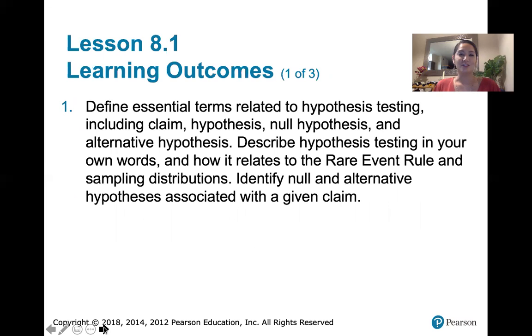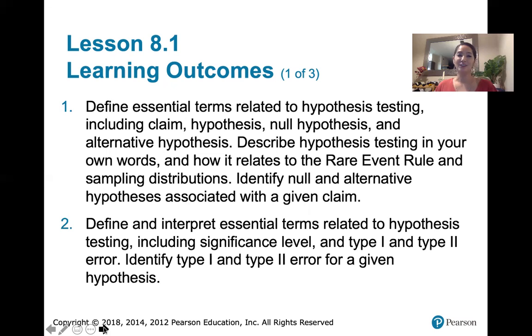We're going to define some essential terms related to hypothesis testing, including the claim, the hypothesis, a null hypothesis, and alternative hypothesis. I'm sure you've heard the word hypothesis before, but it has a special meaning in statistics. And then we're going to describe hypothesis testing and how it relates to the rare event rule and sampling distributions. My goal for you is that by the end of this lesson, you'll be able to describe hypothesis testing in your own words. Also, by the end of the video covering learning outcome number 1, my hope is that you'll be able to identify the null and alternative hypotheses associated with a given claim. So that's our first learning outcome.